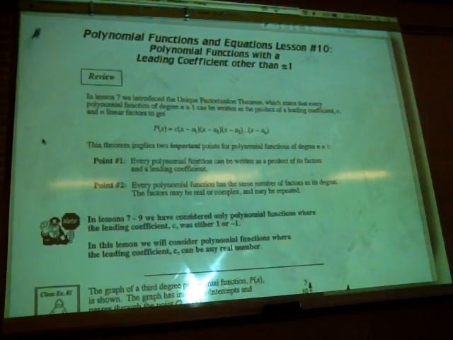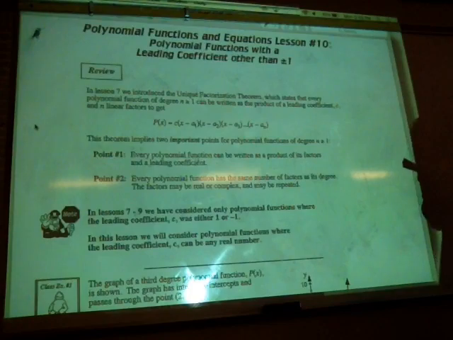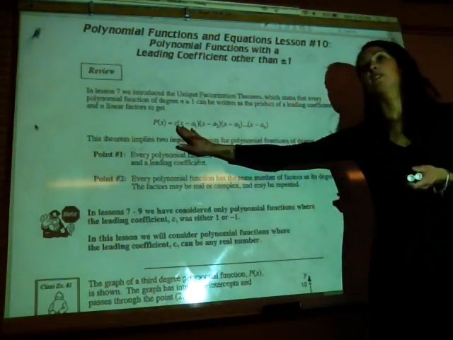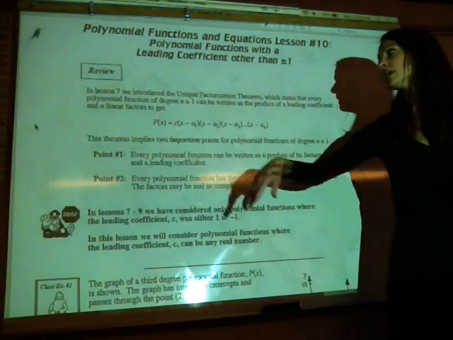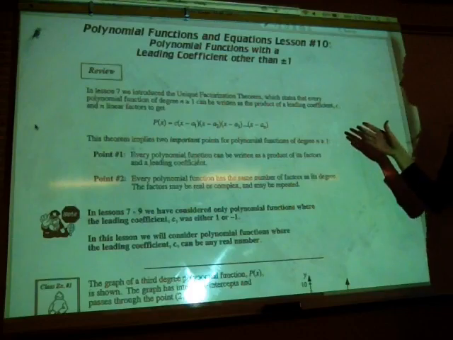Okay, last lesson of the polynomials unit. So far we've been looking at polynomials where the leading coefficients have been positive 1 or negative 1. Now we're going to be looking at solving for the leading coefficient where it's not 1 or negative 1. So just a reminder, when we factor polynomials, we write it in this form.